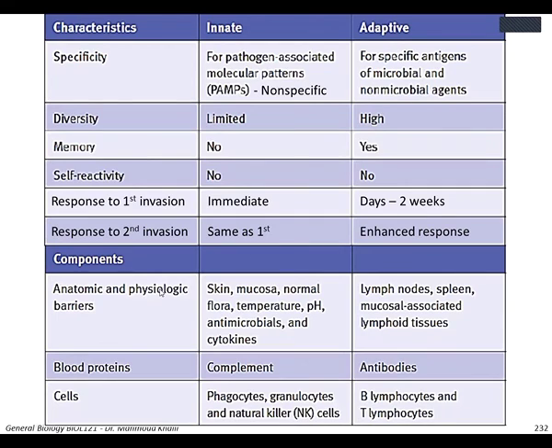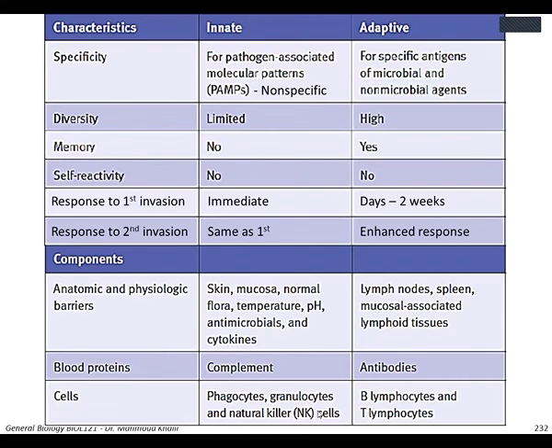For the component, the anatomic and physiological barrier, of course, for the innate are the skin, mucosa, and the pH of the stomach, all of which we have discussed in the innate. While for the adaptive, you have the lymph node, spleen, and some mucosal associated lymphoid tissue. For the blood protein, you have the complement system here, and you have the antibody for the adaptive.